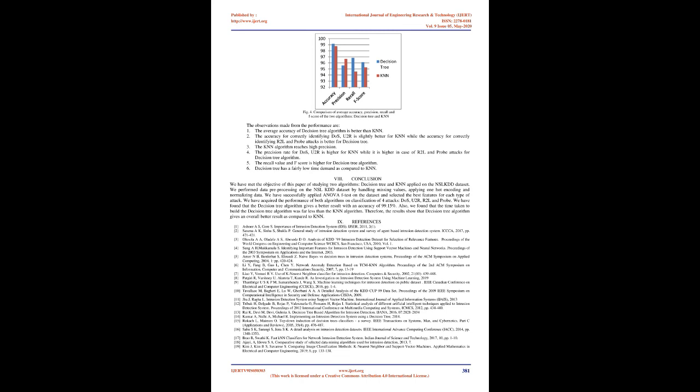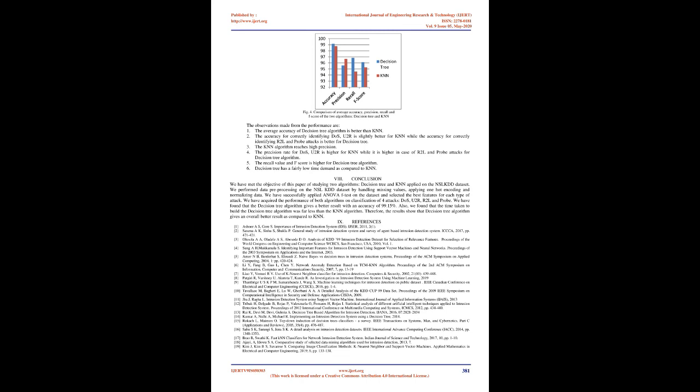3. The KNN algorithm reaches high precision. 4. The precision rate for DoS and U2R is higher for KNN, while it is higher in the case of R2L and probe attacks for the decision tree algorithm. 5. The recall value and F-score are higher for the decision tree algorithm. 6. Decision tree has a fairly low time demand as compared to KNN.